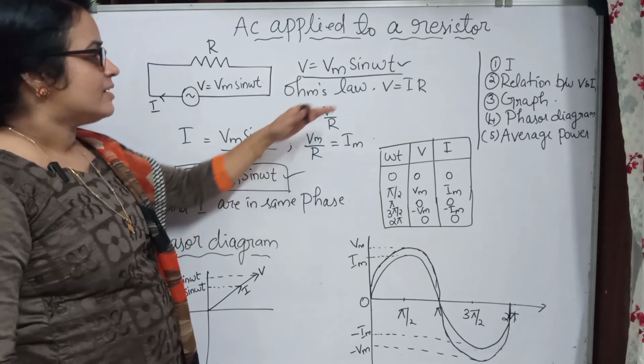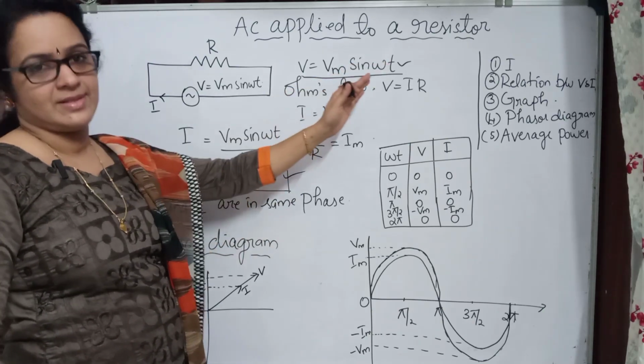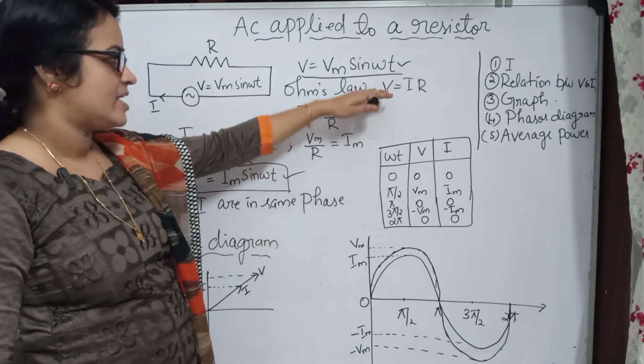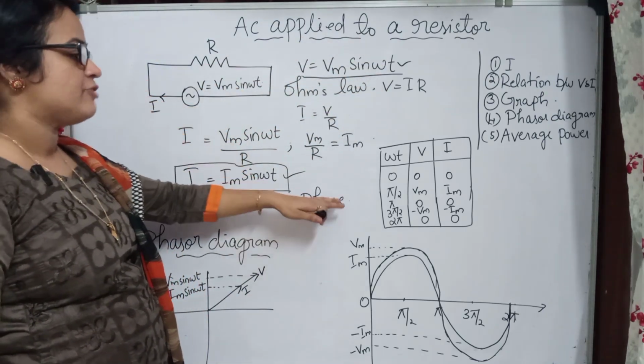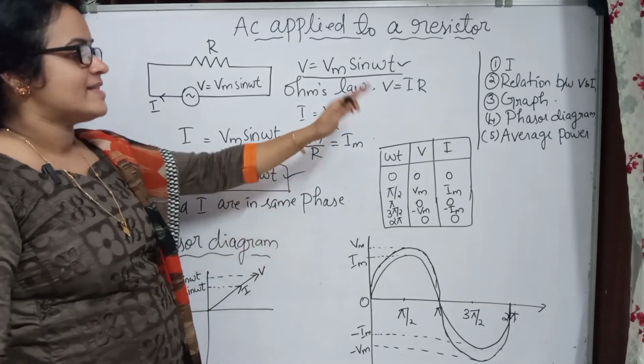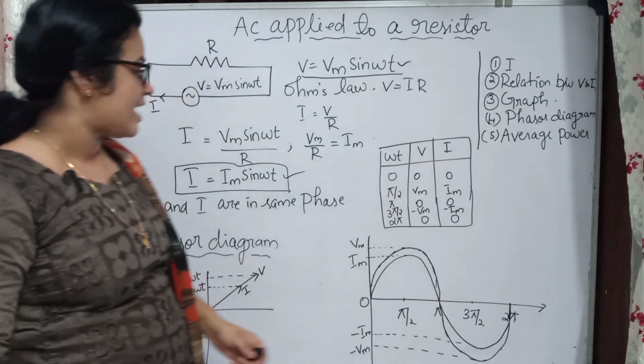Right, so how can we find the relation between V and I? Both are in the same phase. There is no phase difference. That means here the current and voltage are in the same phase. Clear? So the second step is also over. Now we have to draw the graph between V and I.